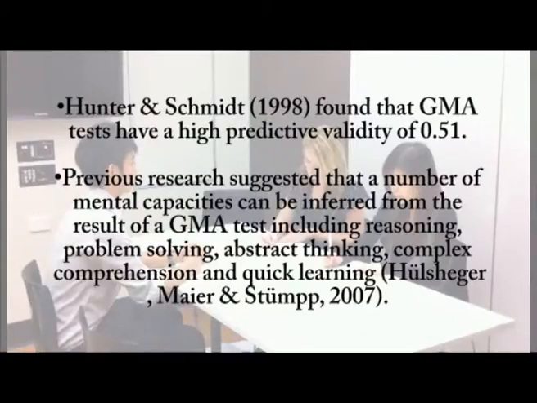According to a research by Hunter and Schmidt in 1998, GMA tests have a high predictive validity of 0.51. Moreover, previous research suggests that a number of mental capacities can be inferred from the results of a GMA test, including reasoning, problem-solving, abstract thinking, complex comprehension, and quick learning.